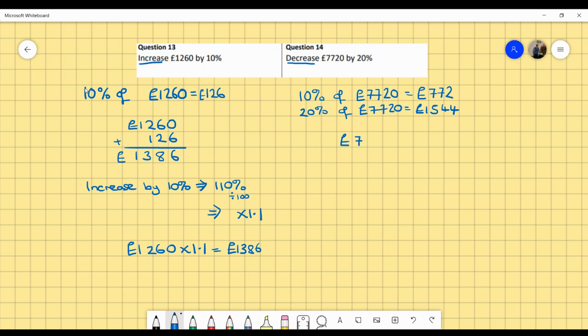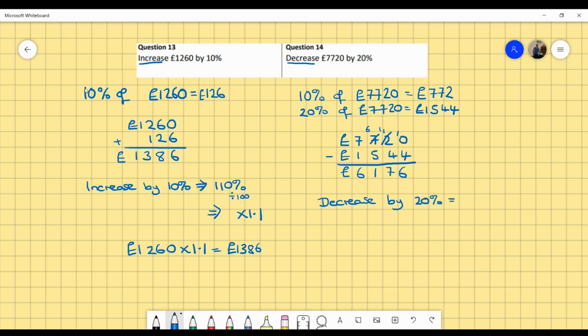So we had our 7,720, and we want to subtract our 1,544. So it's not going to be quite so straightforward, so we're going to have to do some borrowing. Can't take the 4 from the 0, so I'm going to have to borrow from here. So 10 take away 4 gives me 6. Again, I can't do 1 take away 4, so I'm going to borrow from here. I've now got 11 take 4 gives me 7. 6 take 5 gives me 1, and 7 take 1 gives me 6. So my answer is 6,176.